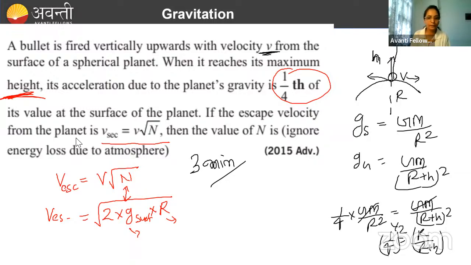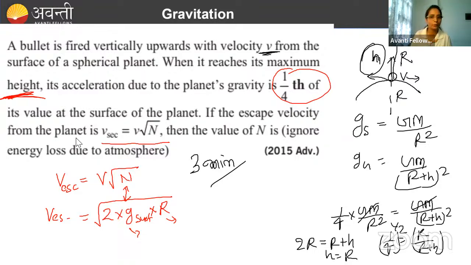If I take this square to the other side, it becomes half. So R will be equal to how much? Sorry, 2R will be equal to R plus h. So h will be equal to R. Done. So we have calculated the height. How much is the height? This height is equal to R. Done. Now we can calculate the value of velocity here.